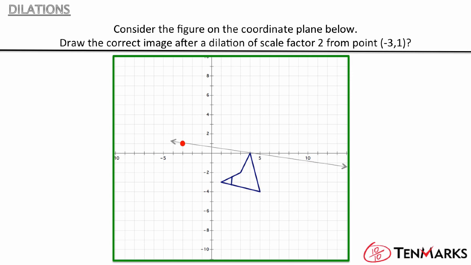Measure from the center of dilation to the vertex. Since the scale factor is 2, measure twice that distance from the center of dilation, and place your new point. Do the same thing with the next vertex.